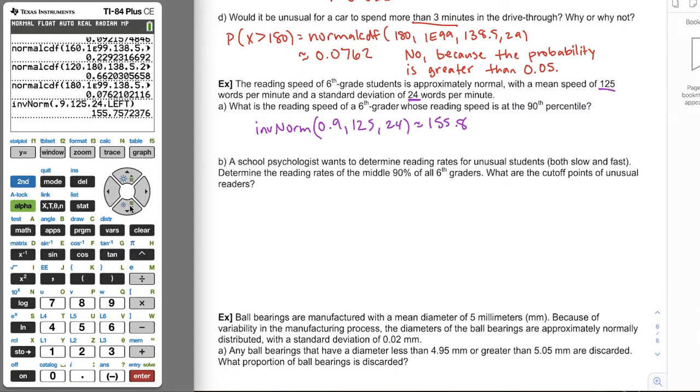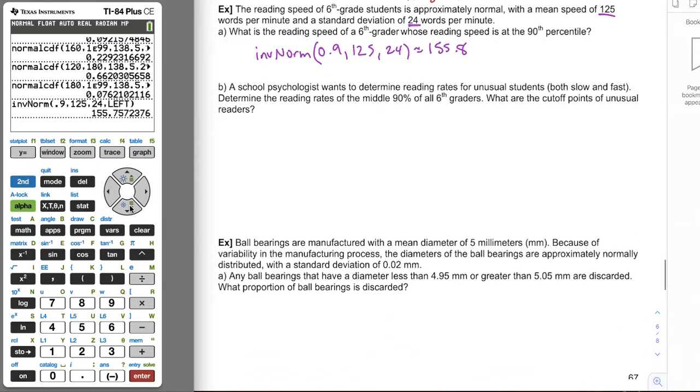B, a school psychologist wants to determine the reading rates for unusual students, both slow and fast. Determine the reading rates of the middle 90% of all 6th graders. What are the cutoff points of unusual readers? Okay, so let's draw this one out because it's slightly more complicated.